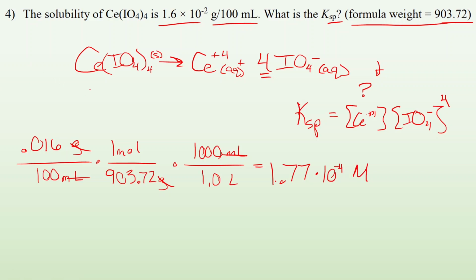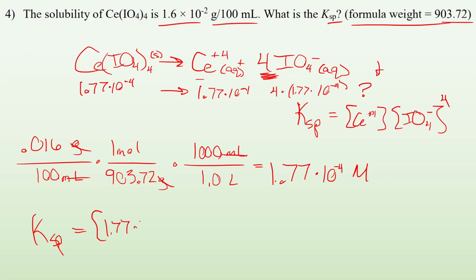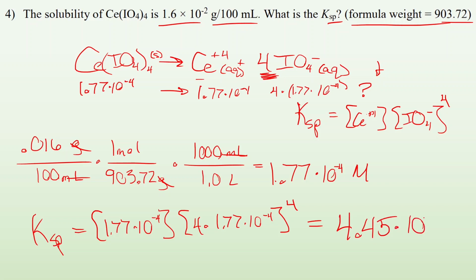So it's saying that I started with 1.77 times 10 to the minus 4 CeIO4, and then I dissolved it. The concentration of Ce plus 4 is going to be the same because it's a 1-to-1. But this IO4 minus is 4 times as concentrated, so it's going to be 4 times that 1.77 times 10 to the minus 4. So when I plug it into the KSP expression, KSP is going to be equal to 1.77 times 10 to the minus 4 times 4 times 1.77 times 10 to the minus 4, which also gets raised to the 4th power. So now I pick up my handy dandy calculator, and I end up with 4.45 times 10 to the minus 17 as my answer. A little involved, I'll admit it.